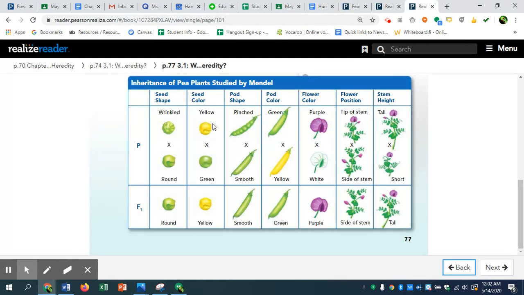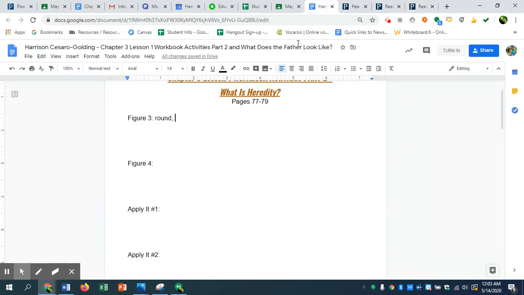Let's go back. The next one, one parent has a yellow seed color and one has a green. All the offspring have yellow. So which is the dominant trait? Yellow. So let's go back. We're going to write yellow.